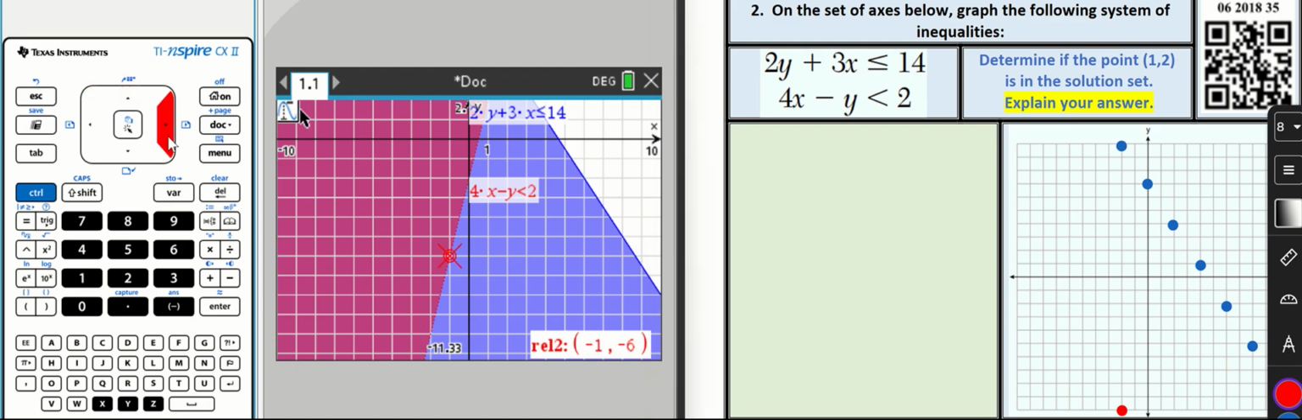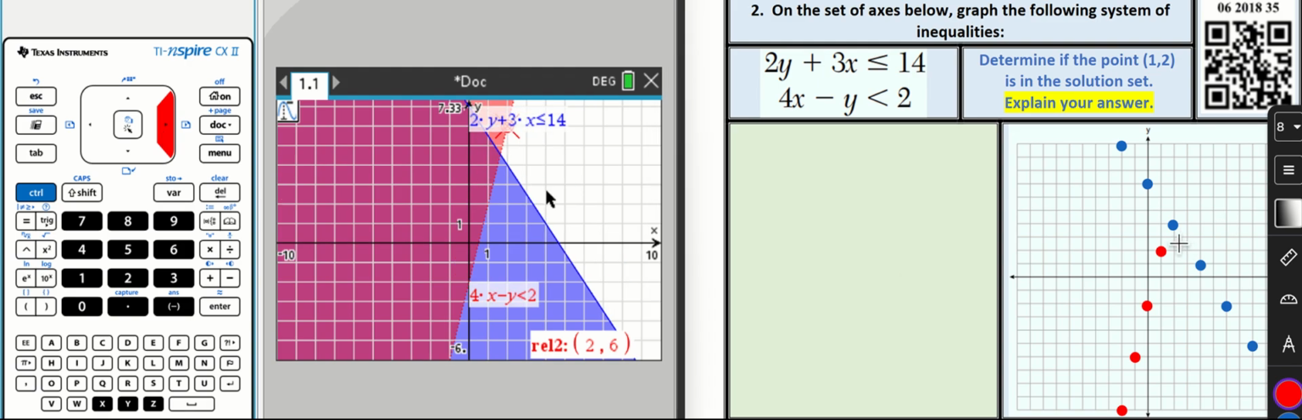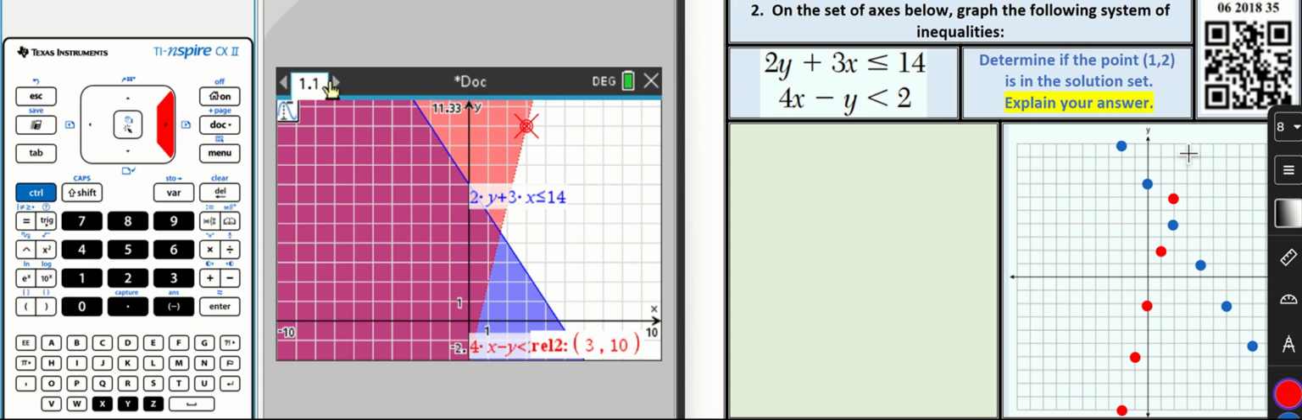And then we want negative 1, 6. So negative 1, 1, 2, 3, 4, 5, 6. Negative 1, negative 6. And then keep on moving. Next step, 0, negative 2. Next step, 1, 2. Next step, 2, 6. 3, 4, 5, 6. 3, 10. Okay, and now we want to draw our lines.